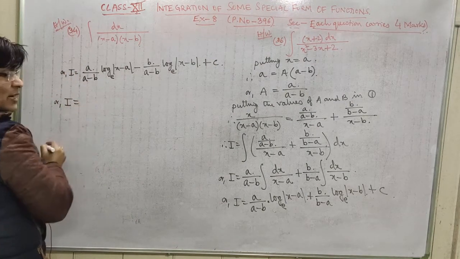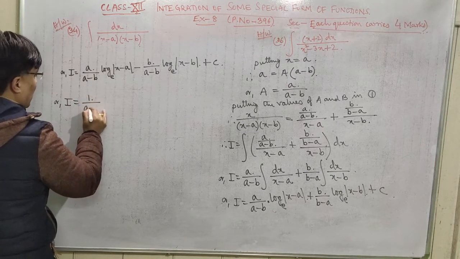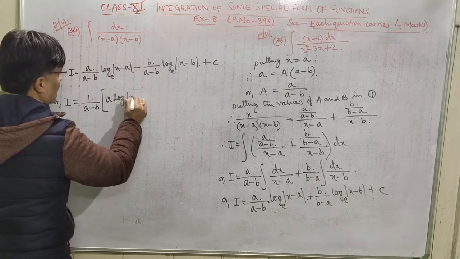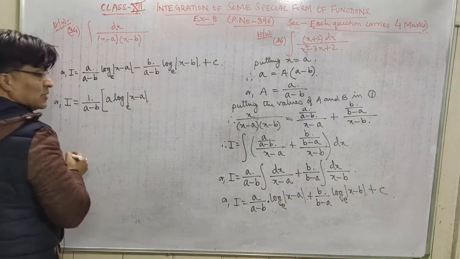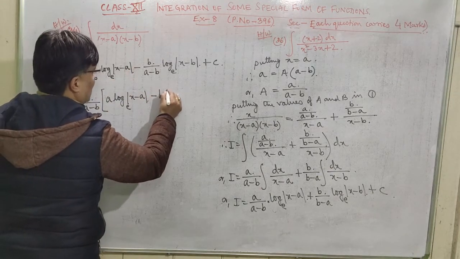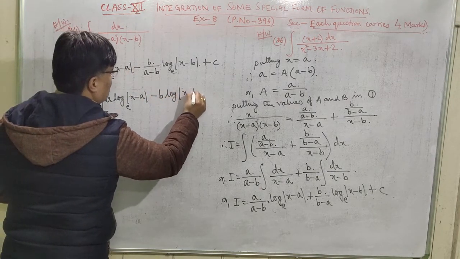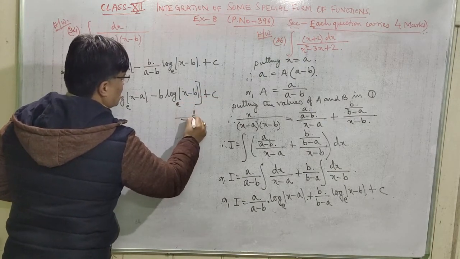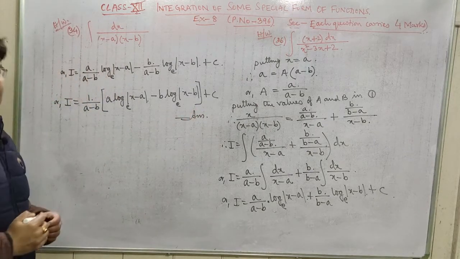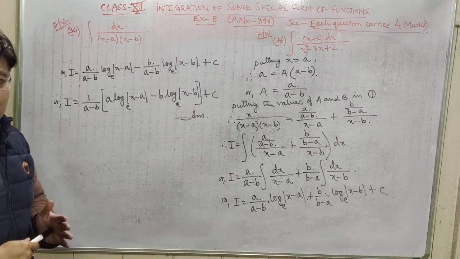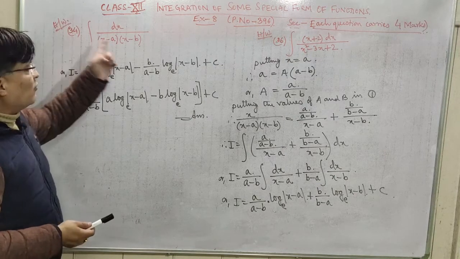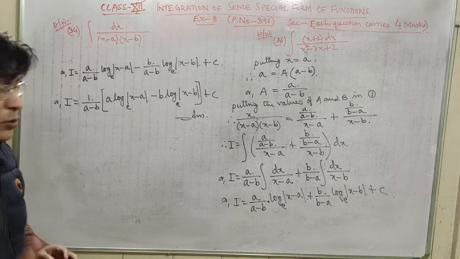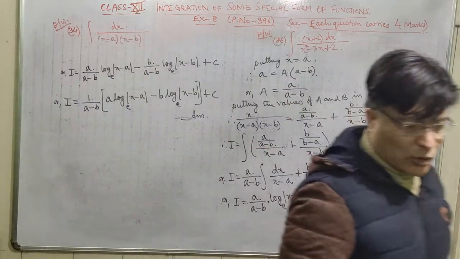So what is common out here? We can take common: I is equal to 1 upon a minus b within third bracket, a log within mod x minus a, the base is e, then minus b log within mod x minus b, the base is e, third bracket closed, plus c. So this is the final answer. I think you have understood it. So you can copy it, and these 34 and 36 are your homework. Now we'll do the next question.